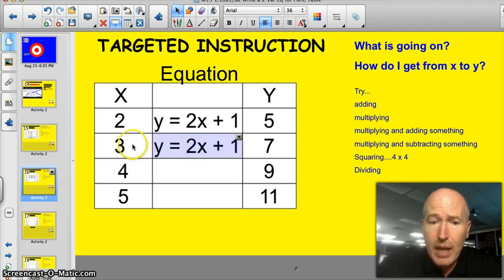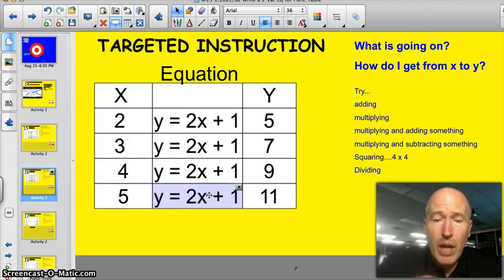Substitute in the 3 for the x. I could almost drag it right over there. Now I'll hover with it. So 2 times 3 plus 1 would be 7. And so on down. Again, make sure it works for all of the variables, not just the first one. All right, let's move on.